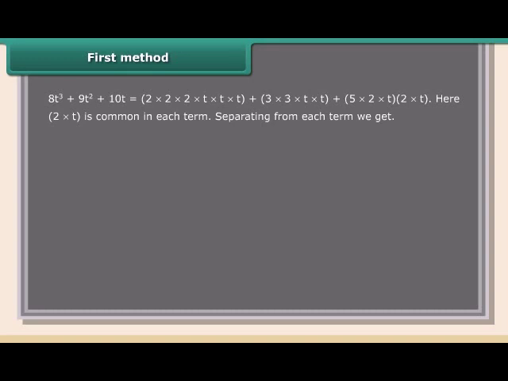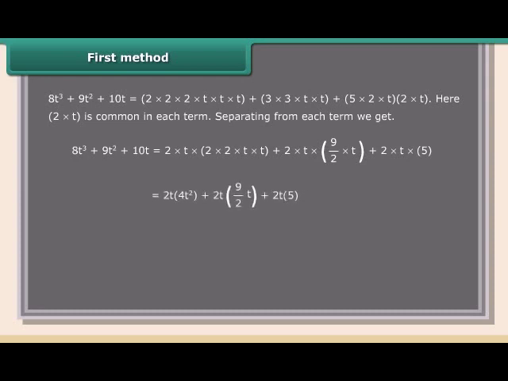Separating from each term, we get 8t cube plus 9t square plus 10t is equal to 2 into t into 2 into 2 into t plus 2 into t into 9 upon 2 into t plus 2 into t into 5, which is equal to 2t into 4t square plus 2t into 9 upon 2 into t plus 2t into 5 is equal to 2t into 4t square plus 9 upon 2 into t plus 5.